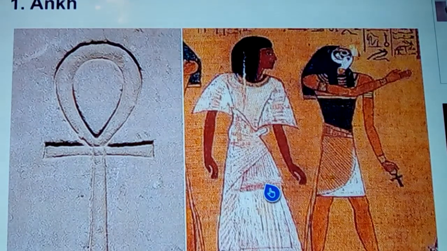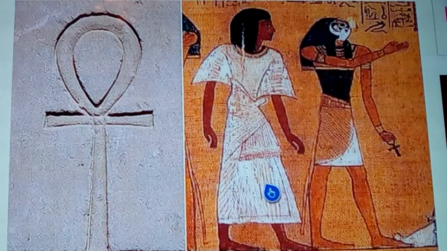Here's the Ankh. And it's probably one of the most common symbols that everybody knows of from ancient Egypt. And here we see Horus, and he's taking the guy to the afterworld, the afterlife. This is Horus, and you see it in his hand clearly. And in doing so, he's pointing the way and leading on.